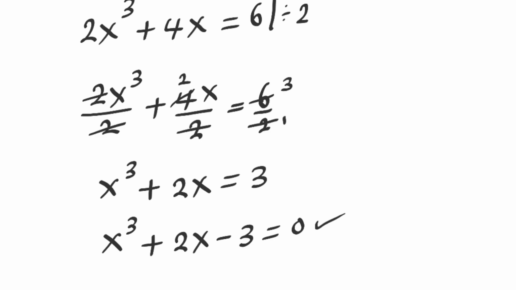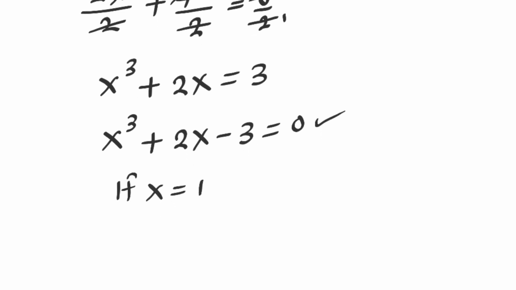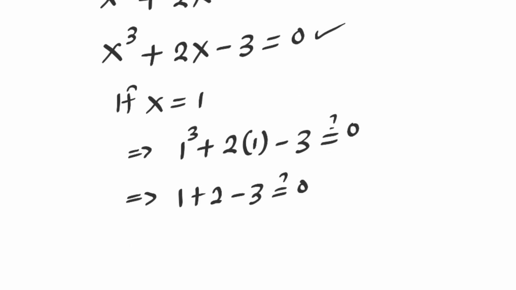This is a polynomial of degree 3. Now let's test if x is equal to 1. 1³ + 2(1) - 3 must be equal to 0. Let's see. 1³ is 1, plus 2 multiplied by 1, that is 2, minus 3. Is it equal to 0? 1 plus 2 is 3, minus 3 is 0, equal to 0.